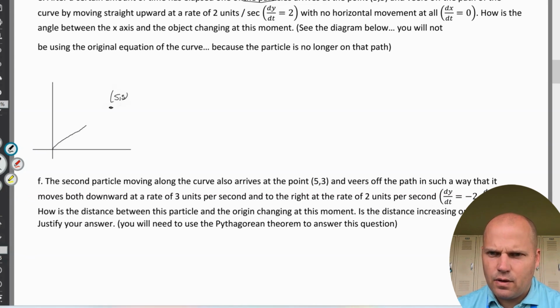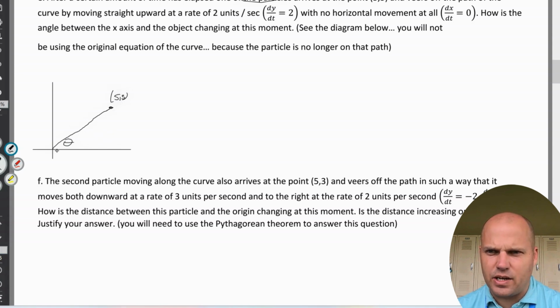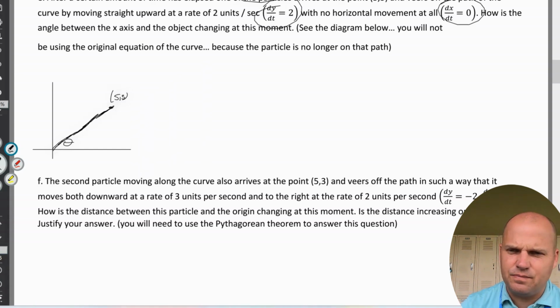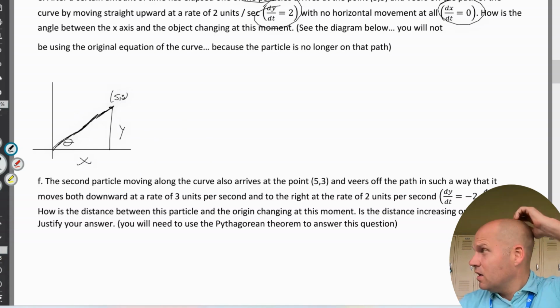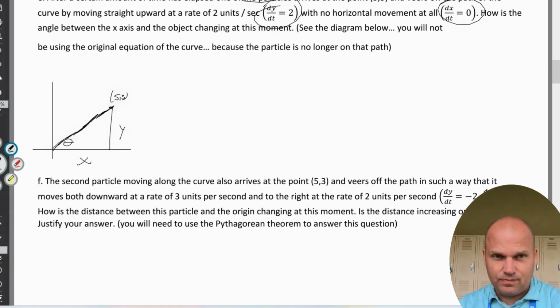We have the angle between the x-axis and the object right here. This is kind of the idea. The x-axis, the origin, and the object. That's the same right here. We know dy/dt is 2 and dx/dt is 0. We set up and have a right triangle, and we're going to use trigonometry.